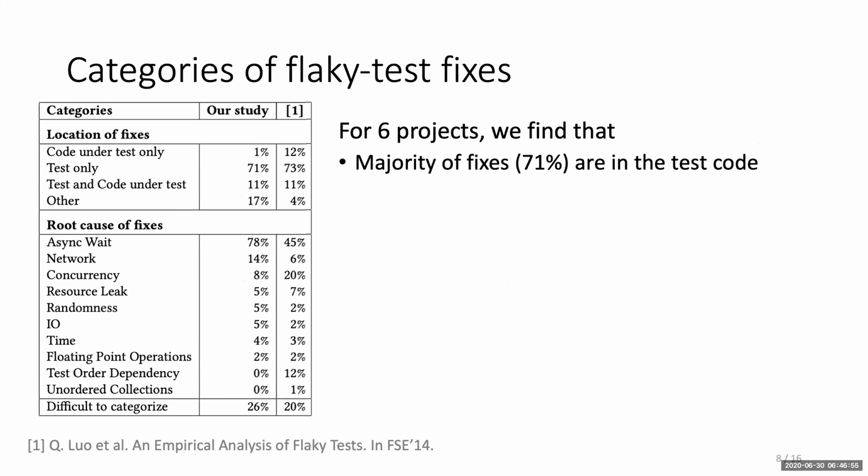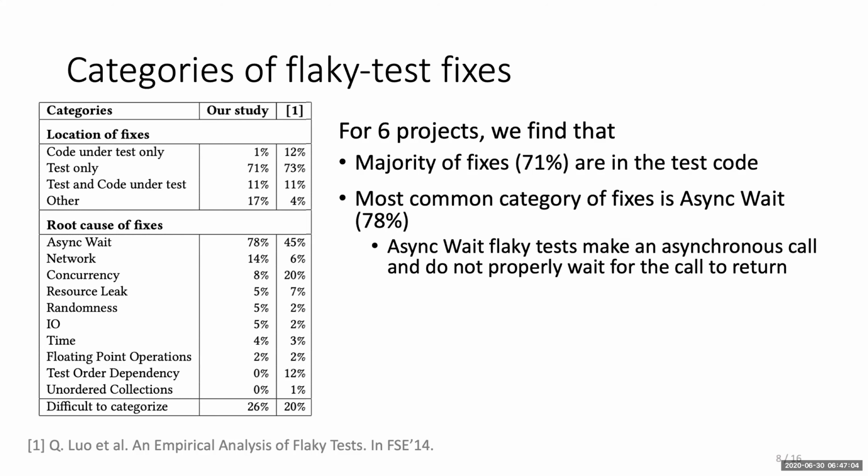In terms of the categories of flaky test fixes, for 6 of the projects, we find that the majority of the fixes are in the test code. We find that the most common category of fixes is async wait. For those that are unfamiliar, async wait related flaky tests are essentially tests that make an asynchronous call and they do not properly wait for the asynchronous call to return before they utilize the resource.